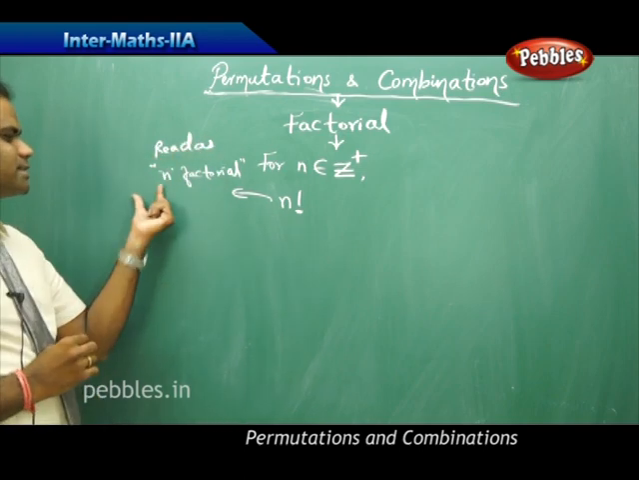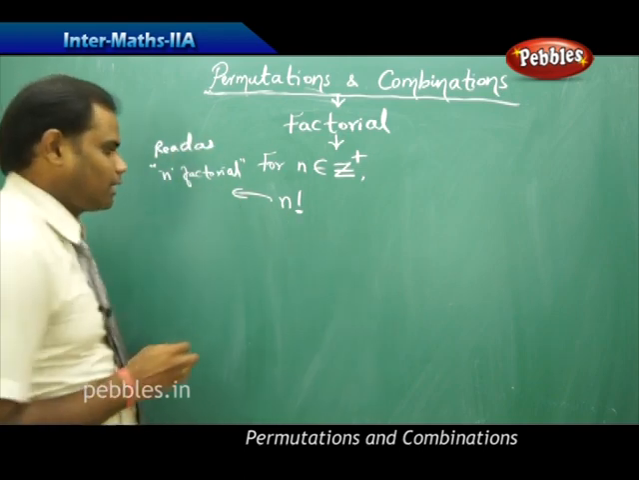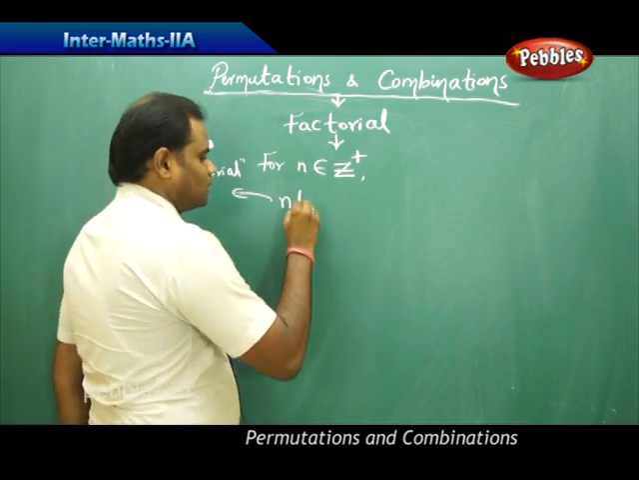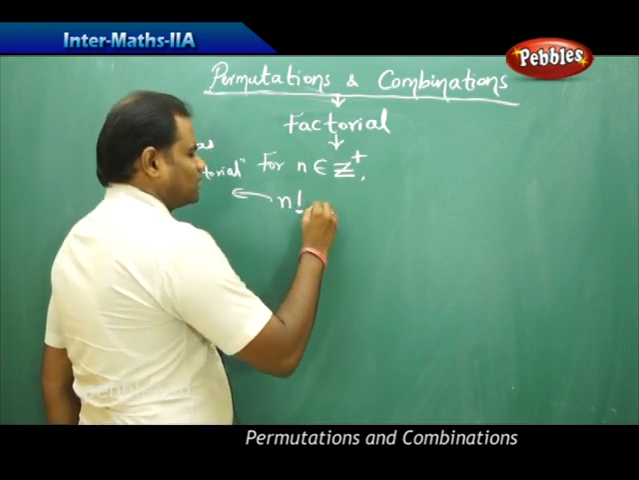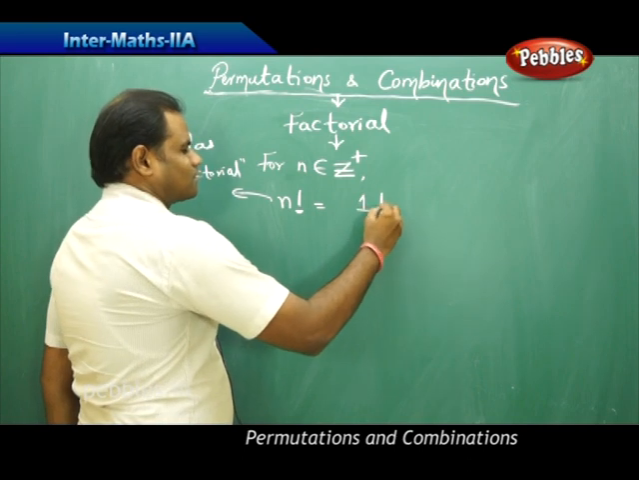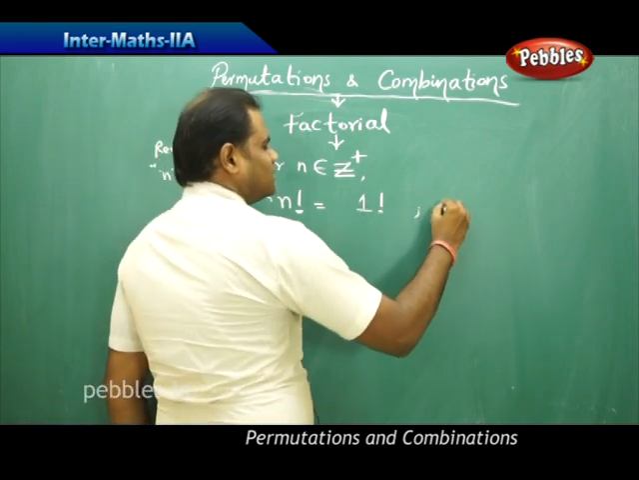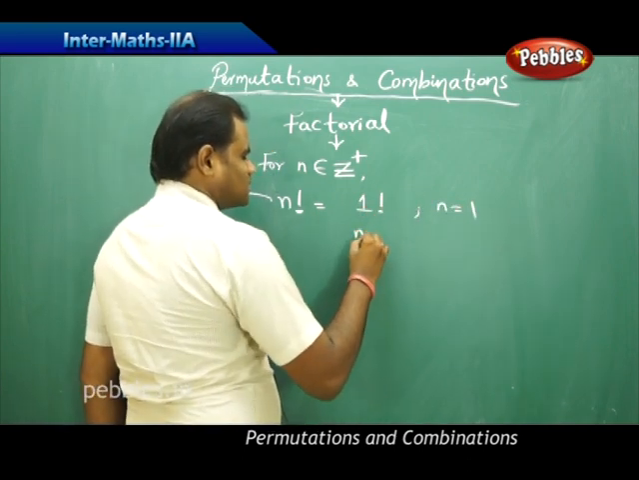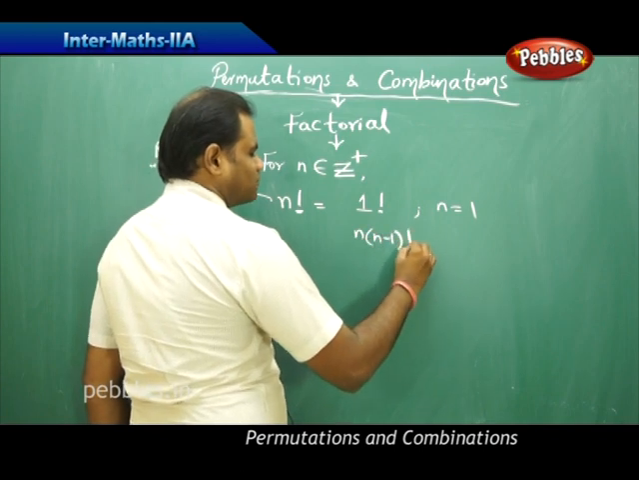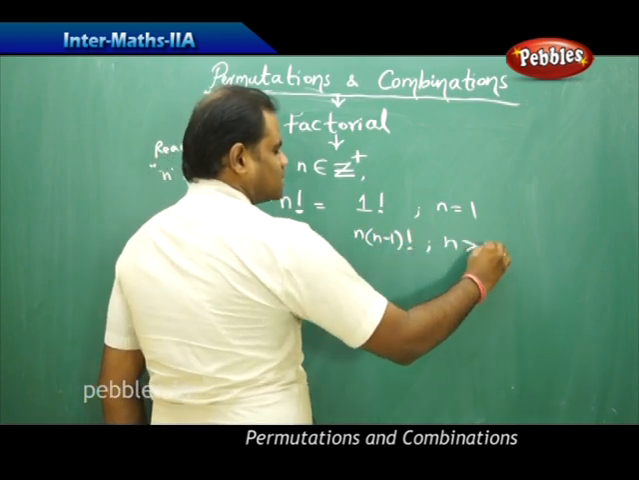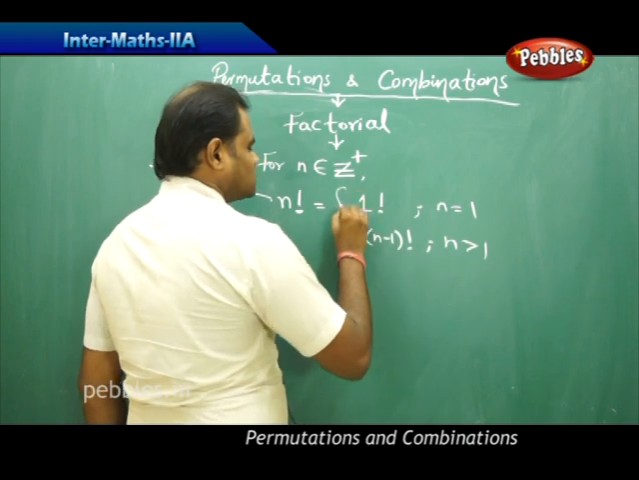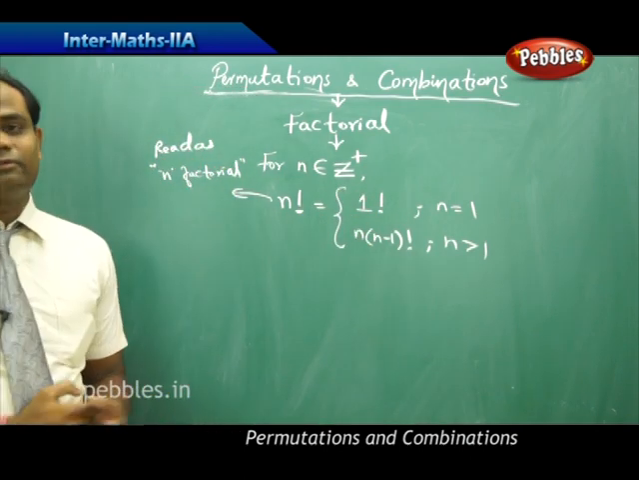So this is read as n factorial and denoted with n exclamation mark. And n factorial is defined as 1 factorial if n is equal to 1, and this is n times (n minus 1) factorial if n is greater than 1. That's how we understand n factorial.